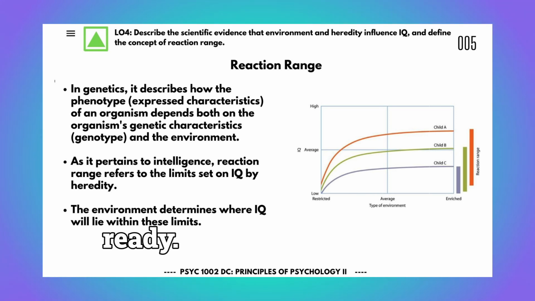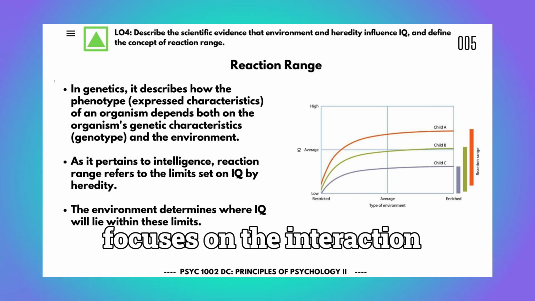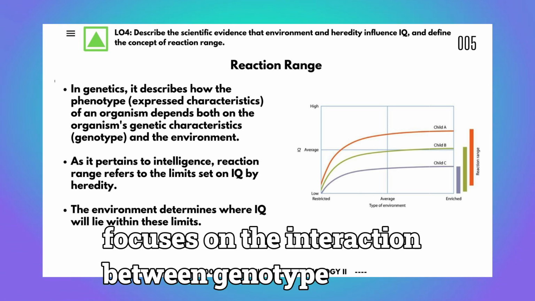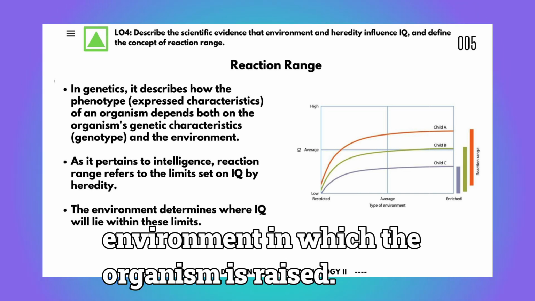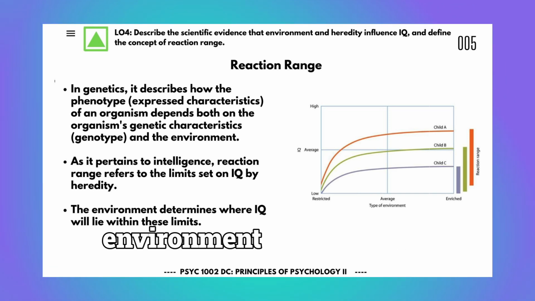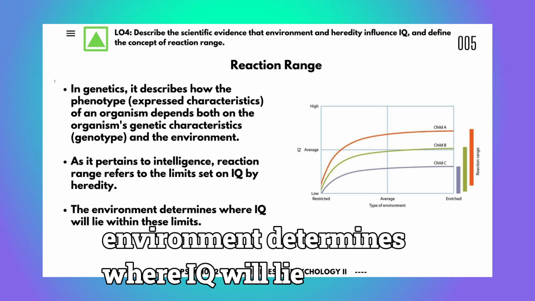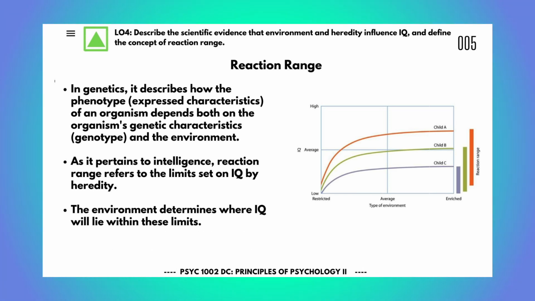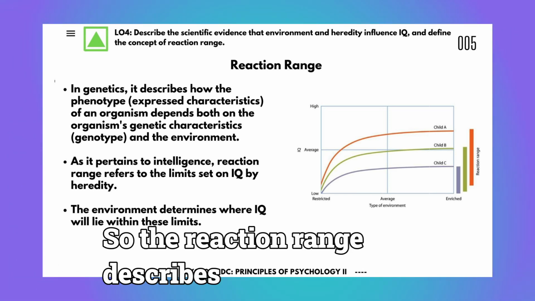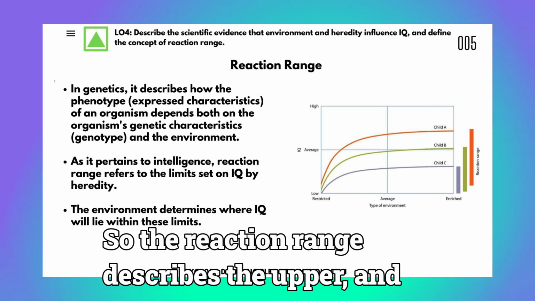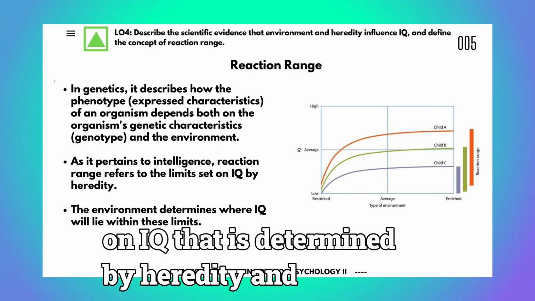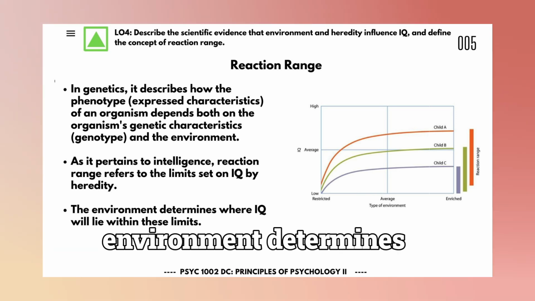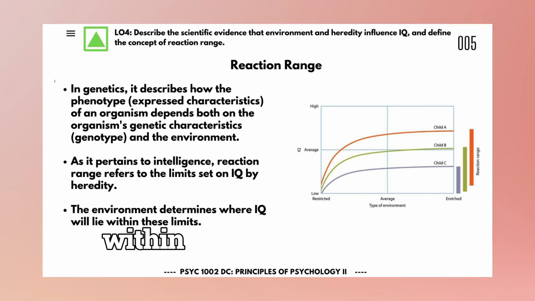This concept focuses on the interaction between genotype and the environment in which the organism is raised. The environment determines where IQ will lie within these limits. So the reaction range describes the upper and lower limit on IQ that is determined by heredity, and the environment determines where the IQ will lie within these limits.